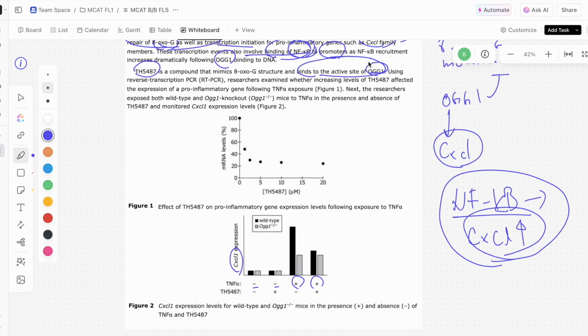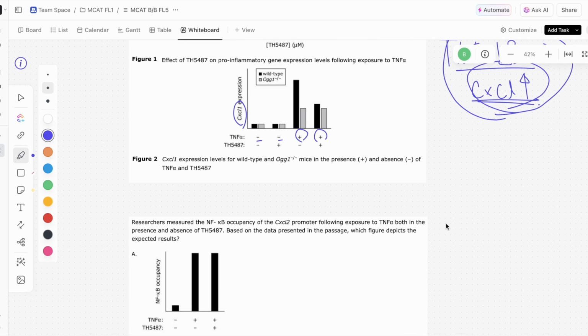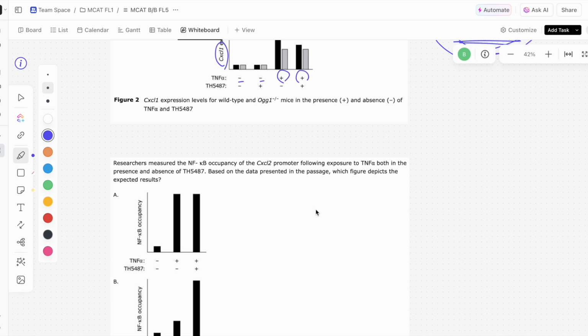Remember, the expression of the CXCL family members involves the binding of NF-kappa B to promoters. So if we see that we have an increase in CXCL, as we can tell from figure 2, when we add TNF alpha, it means we know that NF-kappa B is binding onto those promoters. So that's what it at least suggests to us, okay? So if we look at this right here, we know that TNF alpha, when we add it in, it increased NF-KB occupancy.